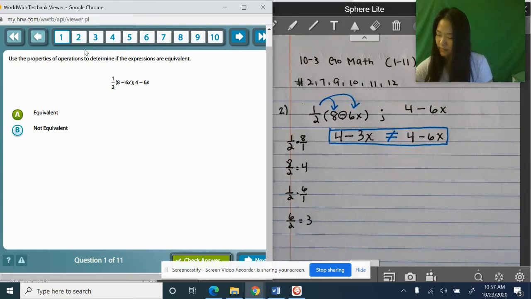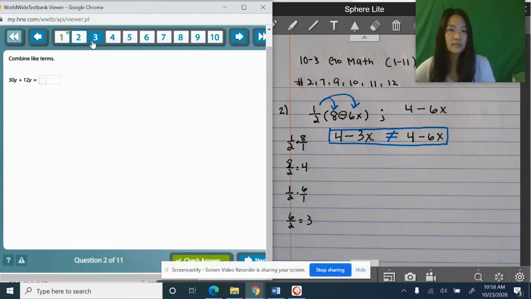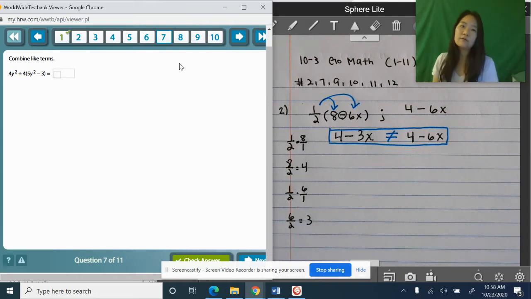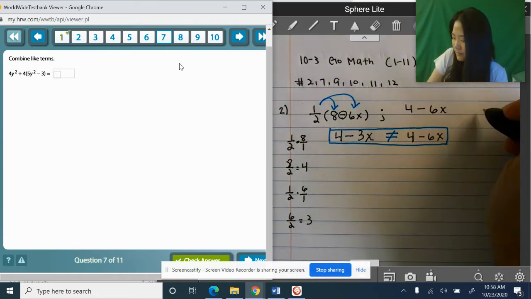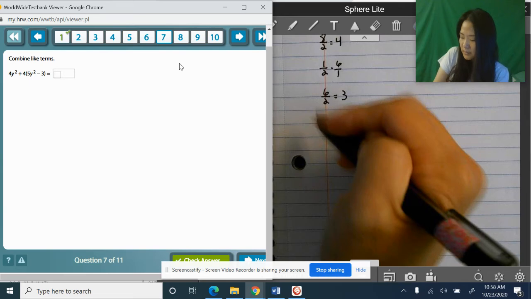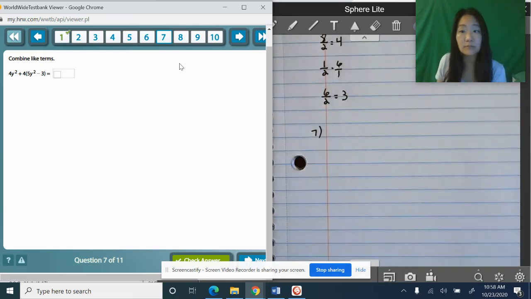All right, the next one that I'm going to do is I'm going to go all the way to number 7, okay. So some of the other problems that you see are combining like terms, but these are pretty easy. These combining like terms are easy. So I'm going to go to number 7. So here I have, and I'll do it on the bottom here, number 7. I'm going to first copy down the problem.